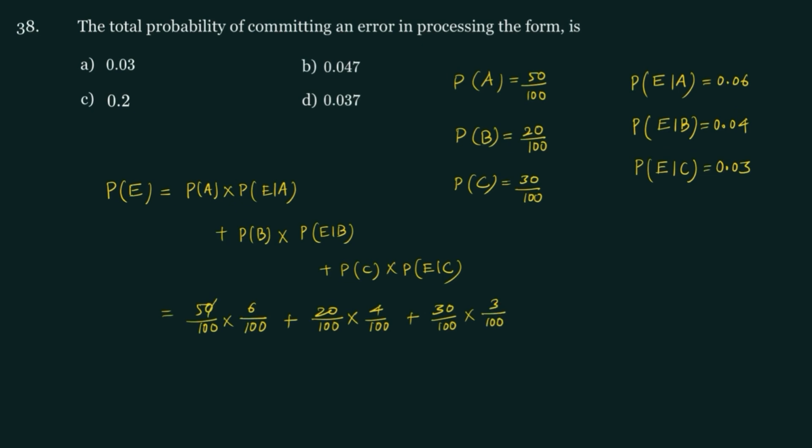So let us cancel 1 zeros from here. So here it will be 6 5 is 30 over 1000 plus 8 by 1000 plus 9 by 1000. So it will be equal to 30 plus 8 plus 9, and that will be equal to 47 by 1000, and this will be equal to 0.047. So the correct option for this question is option number B.